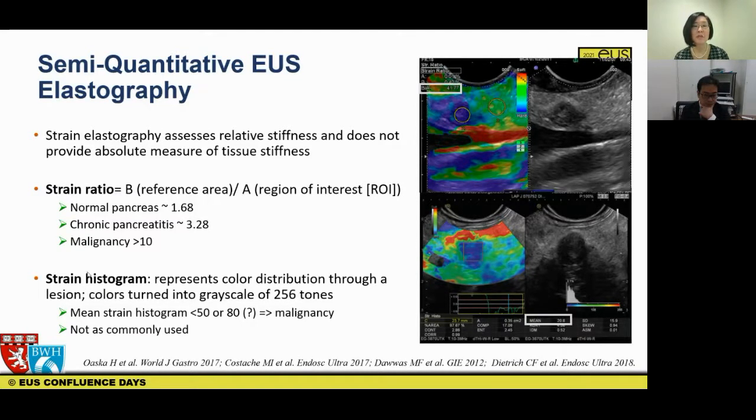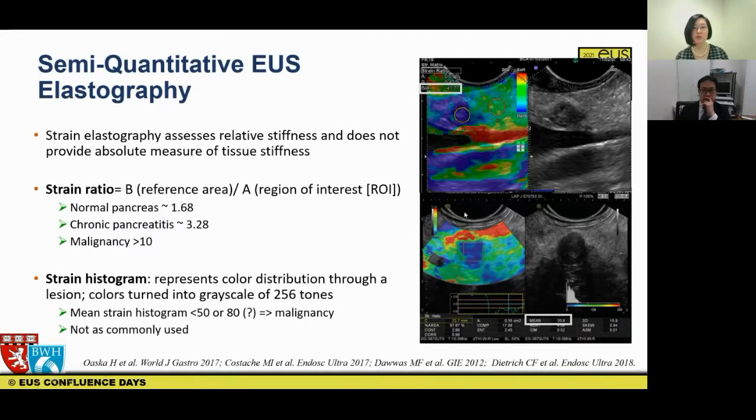However, the attempts to semi-quantify elastography include the strain ratio that I discussed earlier, and you see various numbers there, representative of normal, chronic pancreatitis and malignancy. And when you look at the top EUS elastography image, you see the strain ratio over 40, so very high, consistent with malignancy, certainly.